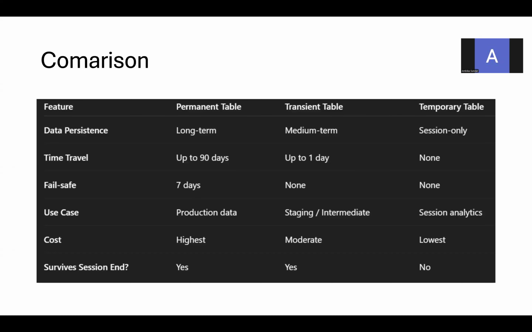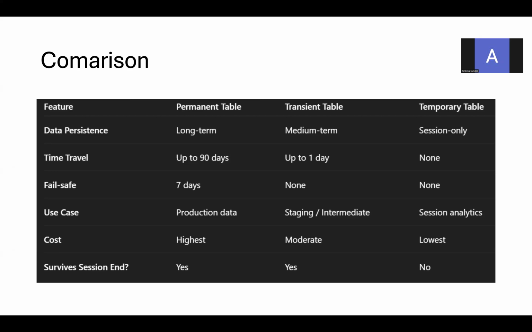So, the main features of permanent, transient and temporary. Data persistence: long term and permanent, medium term in transient, and session only in temporary. Time travel: up to 90 days for permanent, transient up to 1 day, temporary none. Fail-safe: 7 days for permanent, transient none, temporary none. Use case: production data, staging or intermediate data, session analytics. Cost: highest, moderate and lowest. Survival after session end: yes, yes, no.